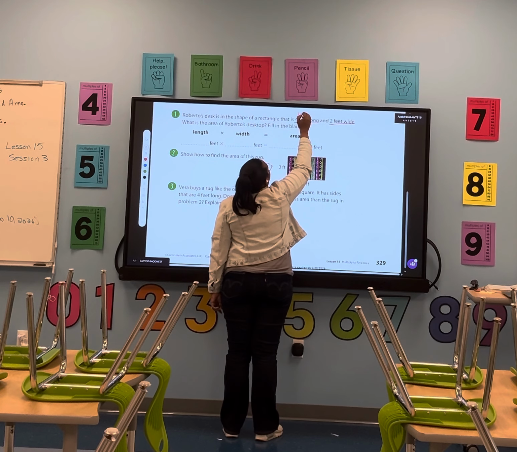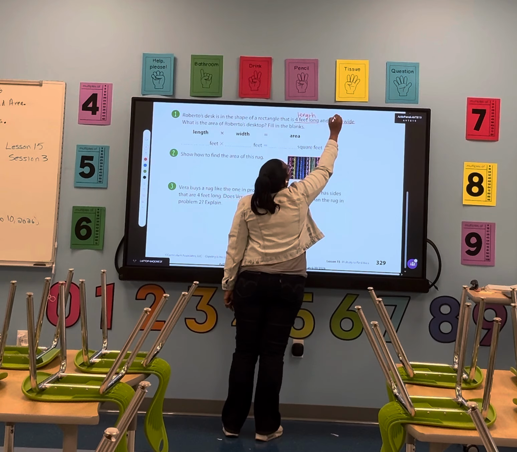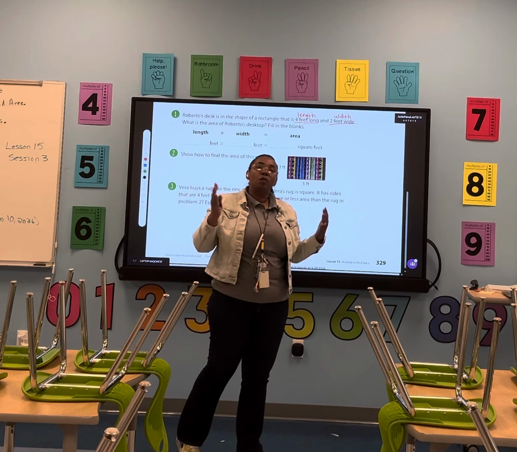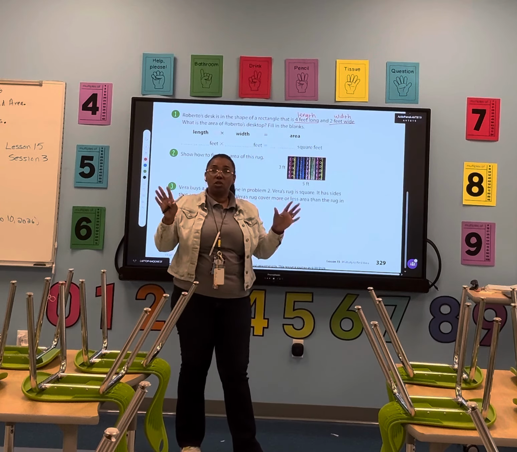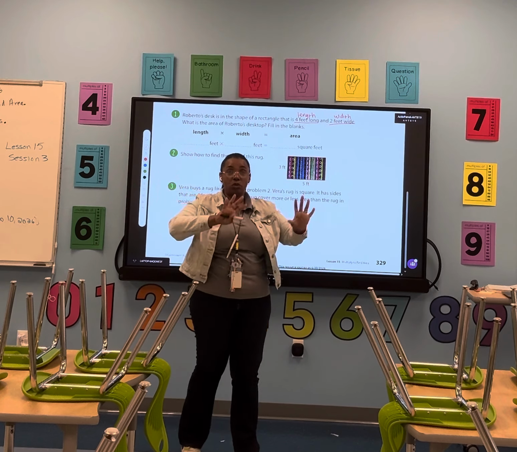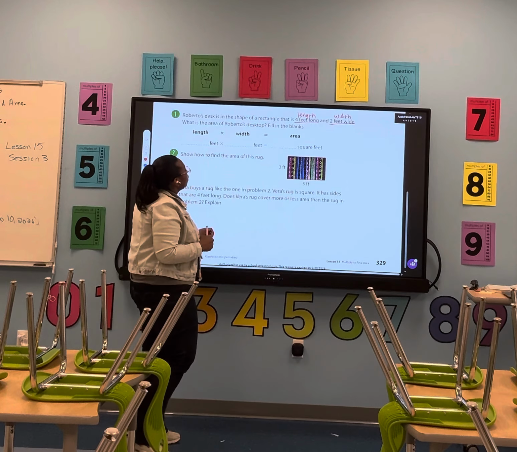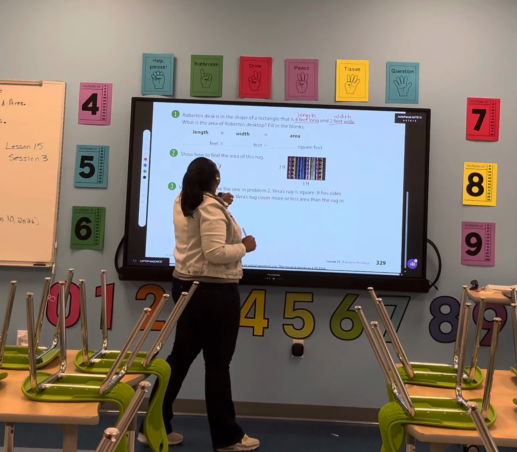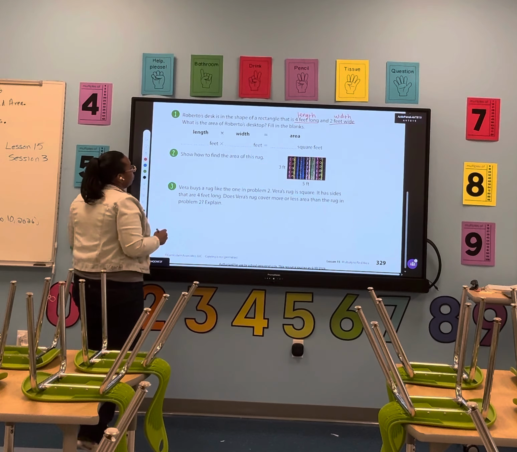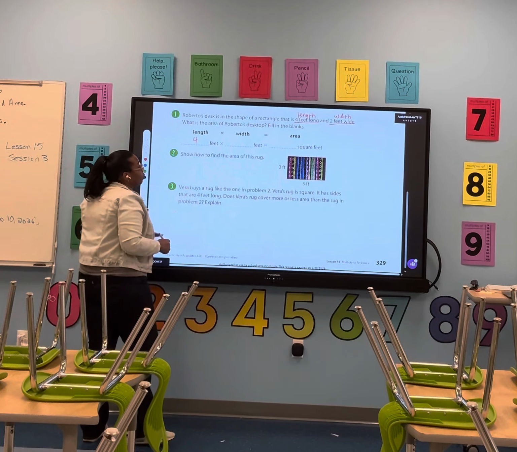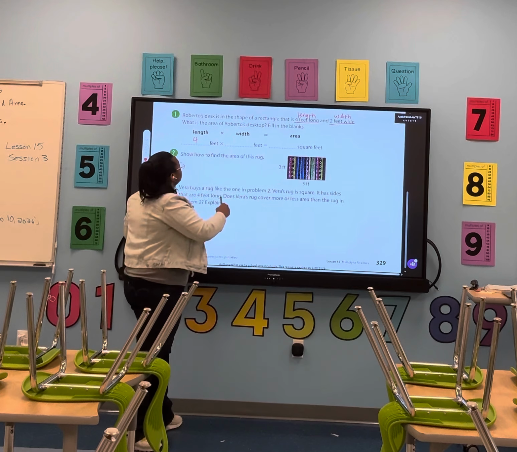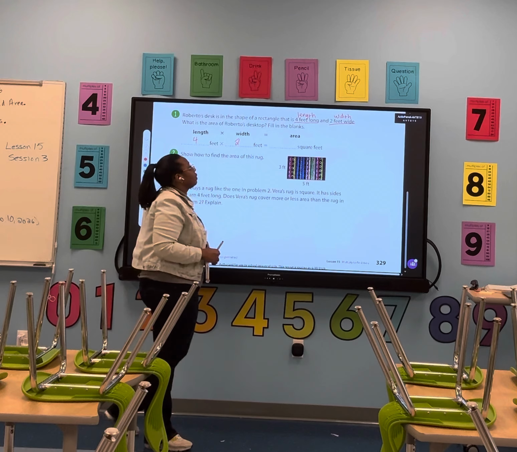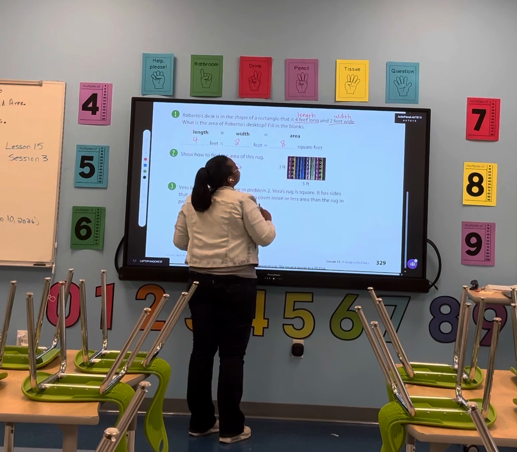Now, long means length, and wide means width. So make sure you label, because you know Ms. Newman loves a label. If we label things ahead of time, it makes it easier for us to know what information goes where. So we know that we have the length and the width, so all we have to do is fill in these blanks. The length is 4 feet. The width is 2 feet. When we multiply 4 times 2, that gives us an area of 8 square feet.